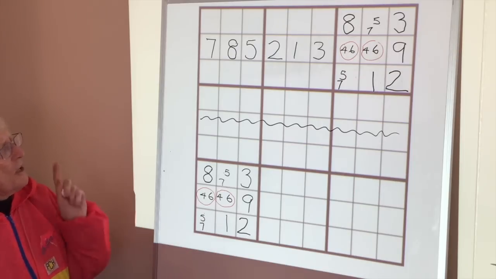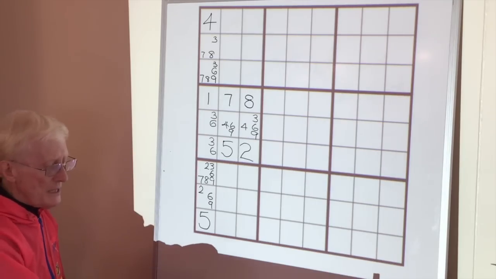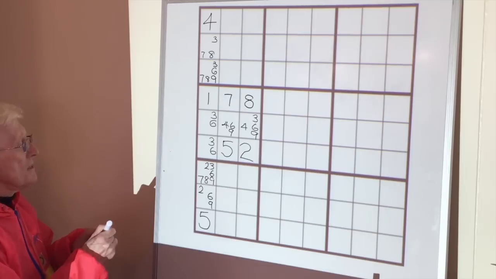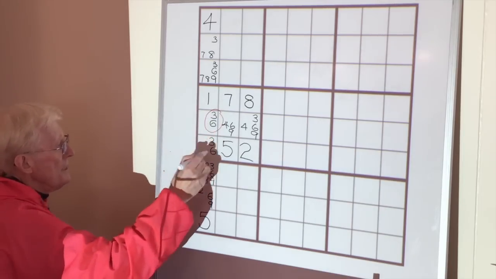Now we're going to look at columns in the block. Here we are with a column and a block, and in the block there is a matching pair. Can you find it? It is here. This is a pretty easy one to pick up. It's a 3-6 and a 3-6.